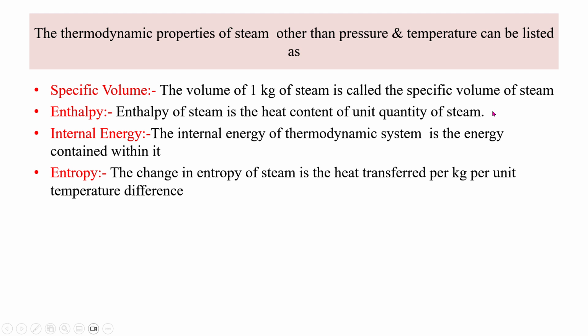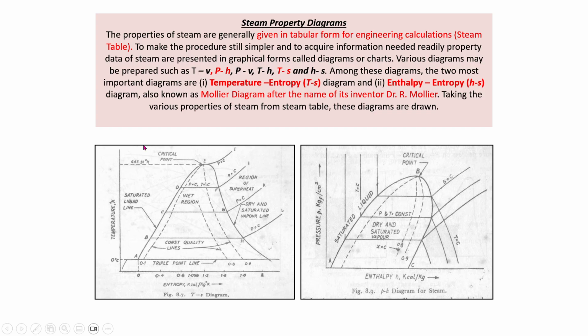Enthalpy of steam is the heat content of the unit quantity of steam. How much heat is there per kg of steam, that is called enthalpy. Internal energy of a thermodynamic system is the energy content within it. How much energy is there inside, that is called the internal energy. Entropy: the change of entropy of steam is the heat transfer per kg per unit temperature difference. These four parameters are very important, and we are going to learn them now.